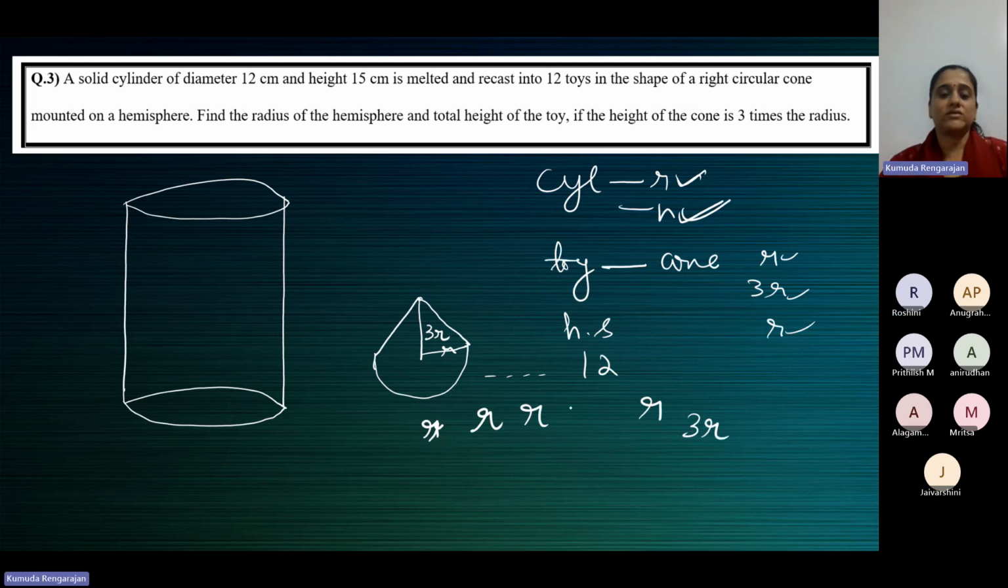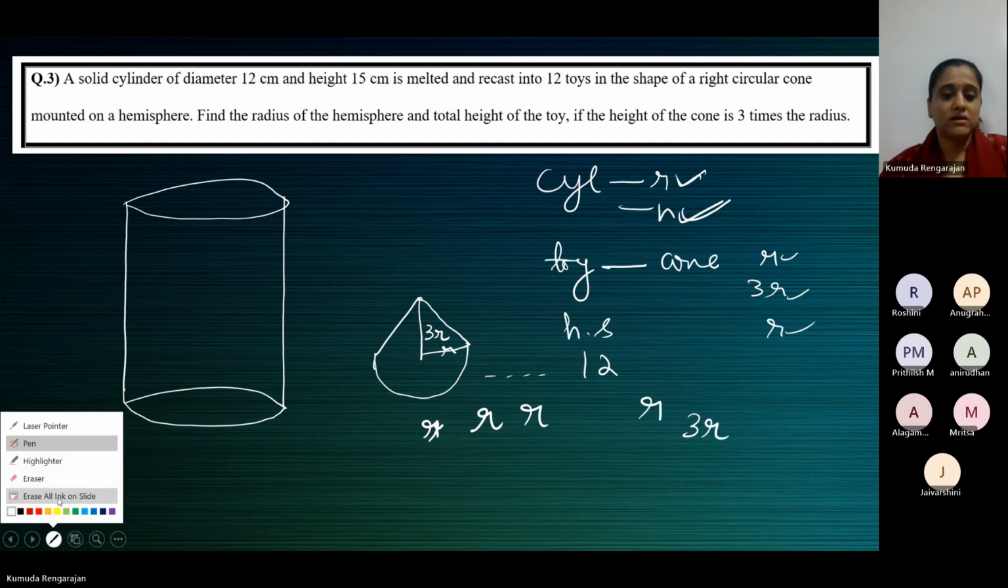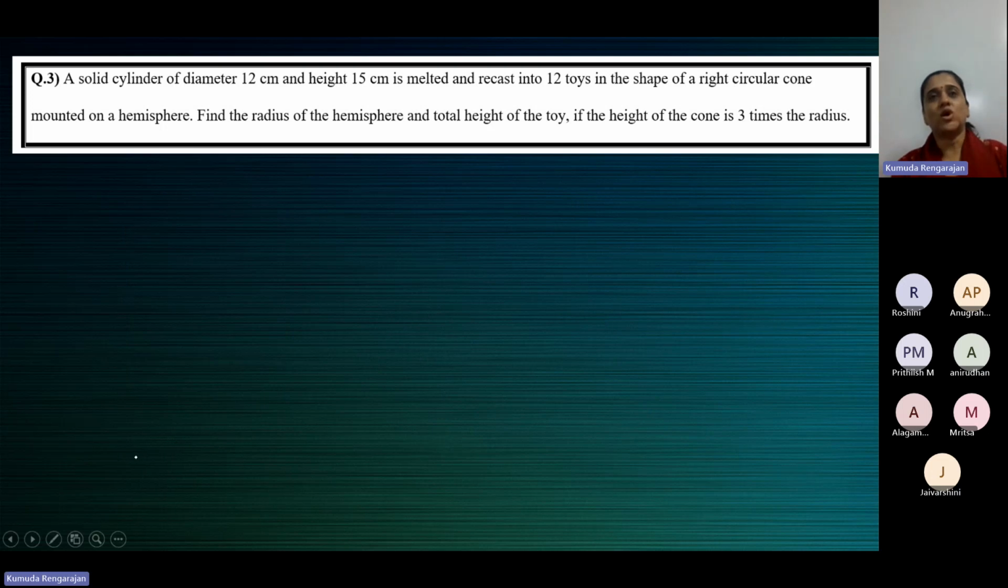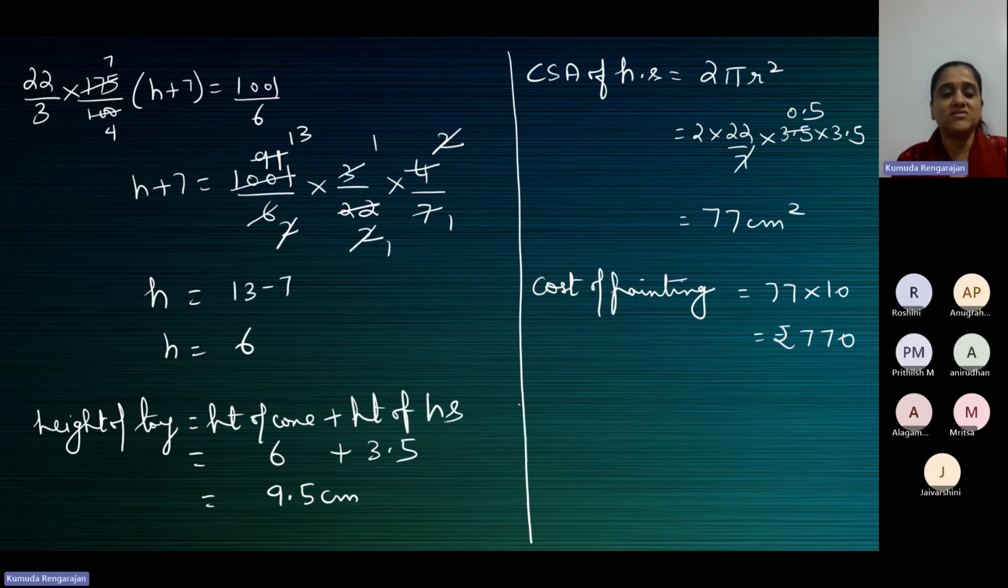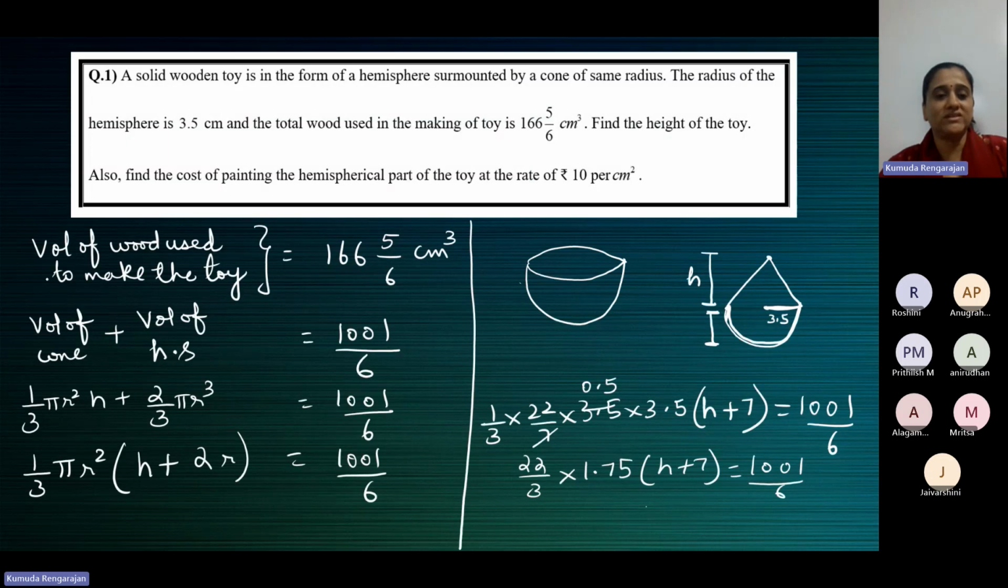Okay. So now with this information, we have to find the radius of the hemisphere and the total height of the toy. See, you should always create that equation in words. There's nothing easier than this chapter. You should just create that equation in words. See here, in this question, what is the equation? Volume of the cylinder is equal to 12 times the volume of the toy. That's it. If you write that, the rest of the steps just follow. Because what is the toy made up of? Cone and hemisphere. So you'll write that in the next step, and in the next step, you'll write the formula.